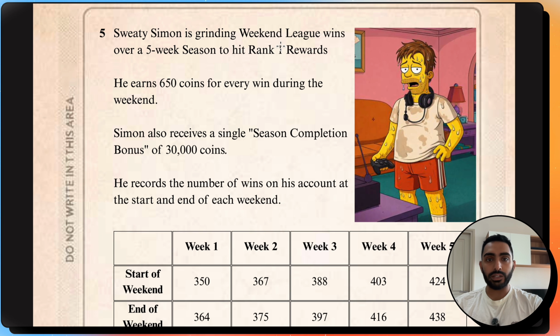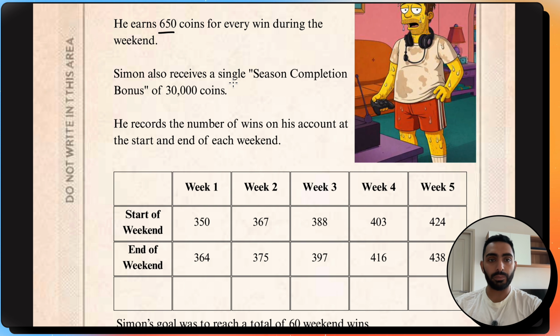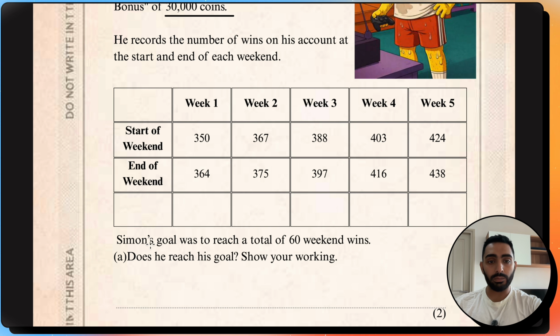Question 5. Sweaty Simon is grinding weekend league wins over a 5-week season to hit rank 1 rewards. He earns 650 coins for every win during the weekend. Simon also receives a single season completion bonus of 30,000 coins. He records the number of wins on his account at the start and end of each weekend. Simon's goal was to reach a total of 60 weekend wins. Does he reach his goal?